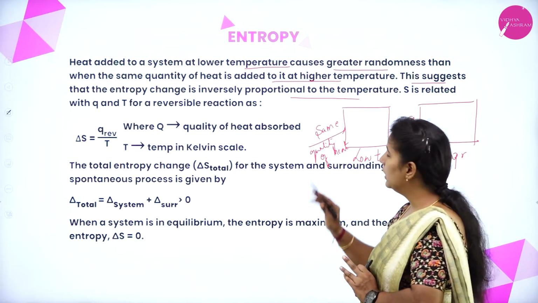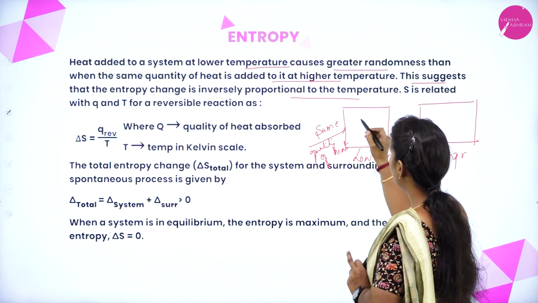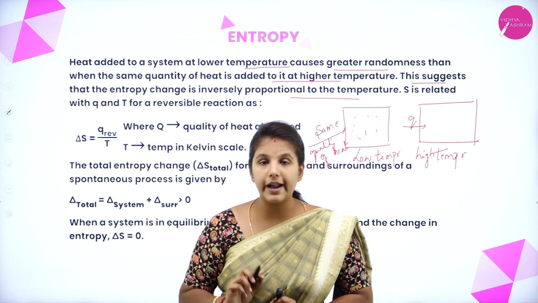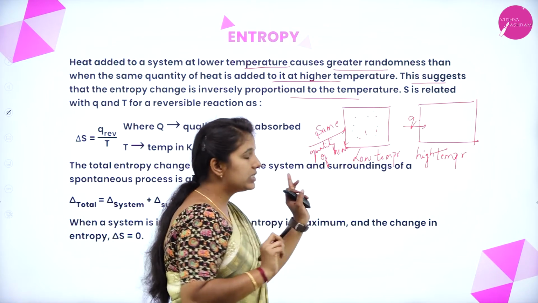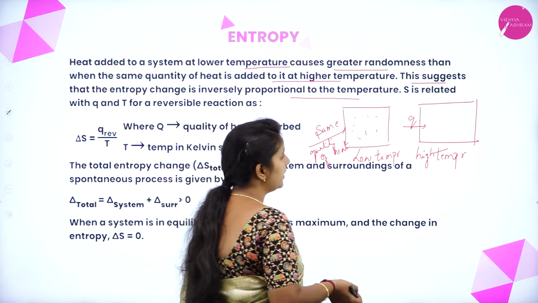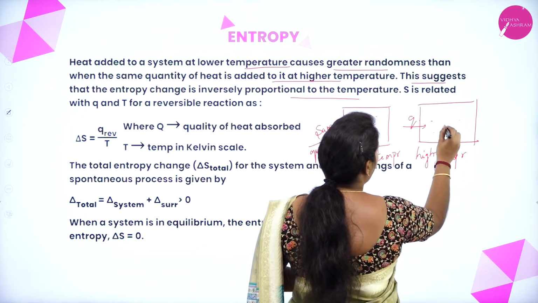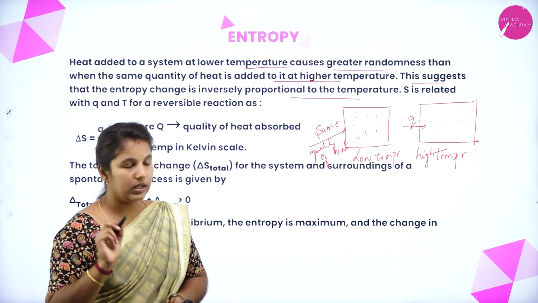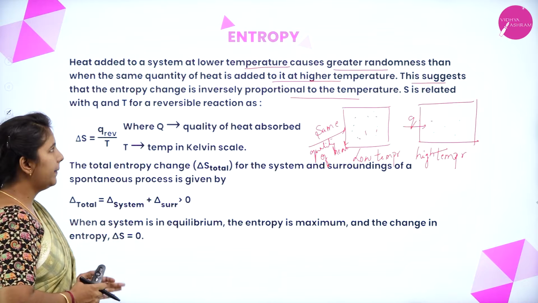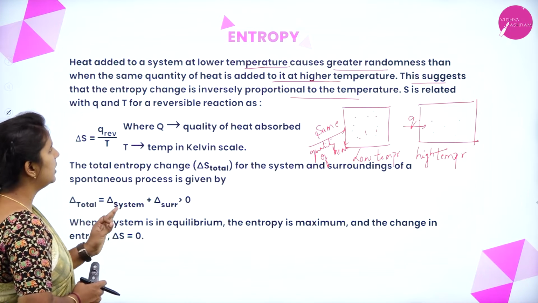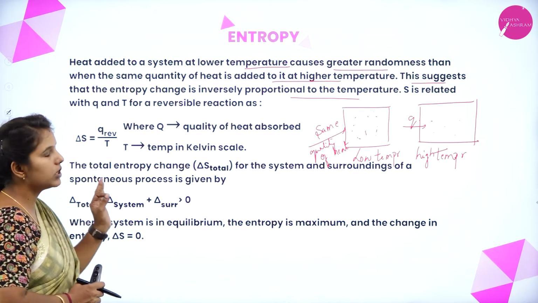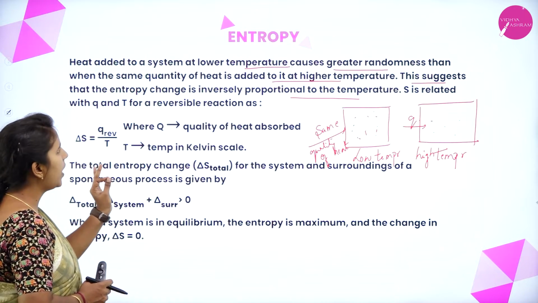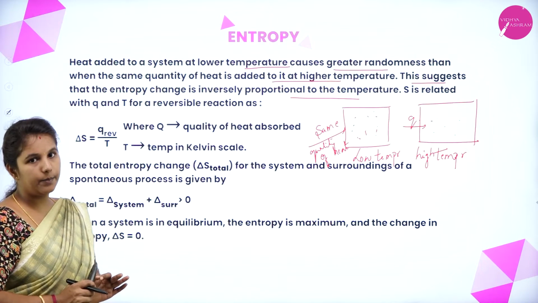So, what will happen? When the system is at a lower temperature, the degree of randomness will be more. When the system is at a higher temperature, even when you supply the heat, the degree of randomness will be very, very less. Because, understand here, the heat added to the system at lower temperature causes a greater randomness than when the same quantity of heat is supplied to the system at higher temperature.